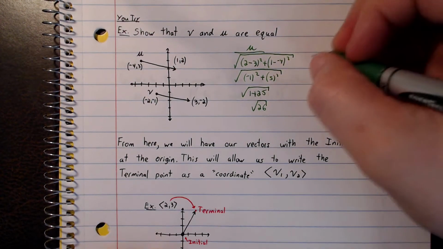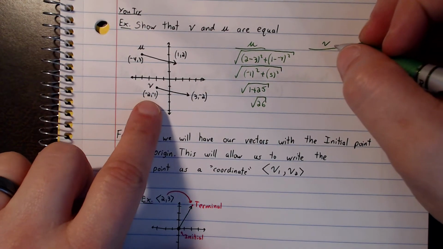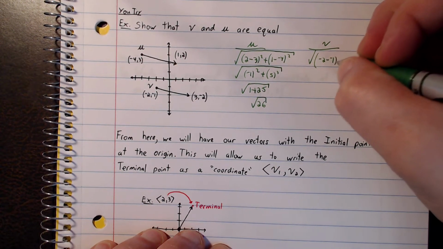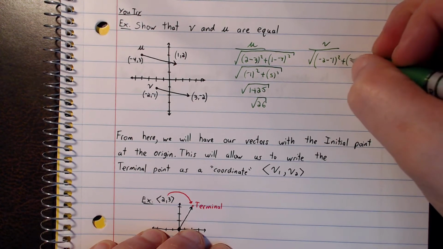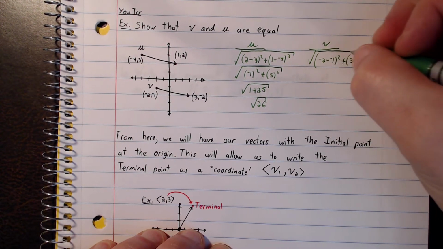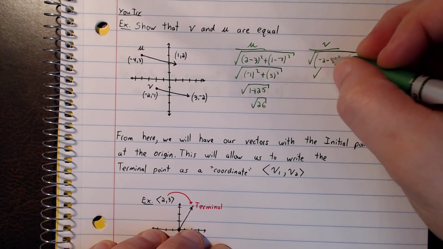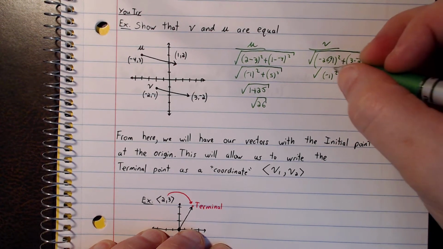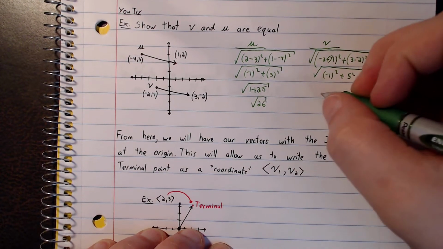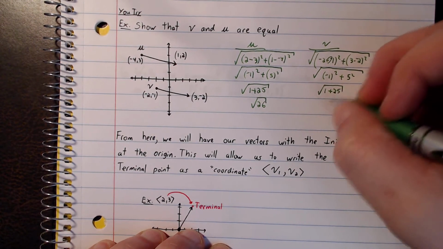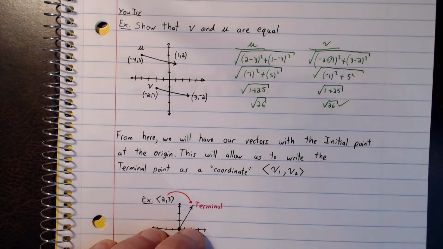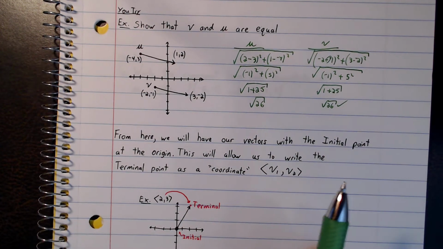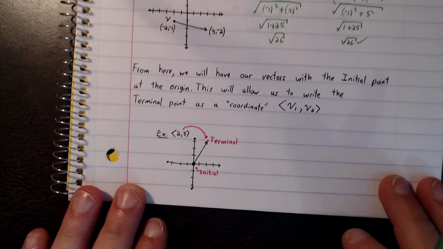So let's check out v now. Same idea, x1, y1, x2, y2. So -2 minus -1 squared and 3 minus -2 squared. Let's see. So -1 squared and 5 squared. It's looking like the same exact thing as last time. And if we finish it off, we come up with square root of 26 for both. So we've just shown that those two are equal. Pretty easy, just distance formula.